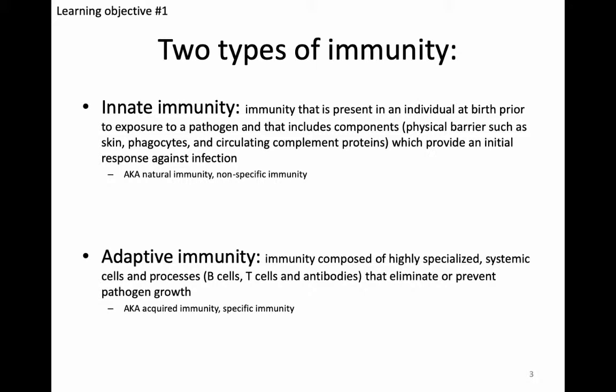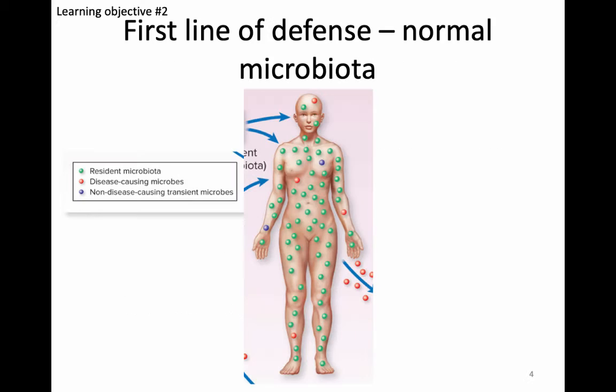Defined here are the two types of immunity, and also listed under them are phrases that mean the same thing. Synonymous with innate immunity, you may also see it referred to as natural immunity or nonspecific immunity. Adaptive immunity you can also call acquired immunity or specific immunity. So let's focus in on innate immunity, the first line of defense. Initially, the first line of defense's job is to prevent microbe entry into the host.